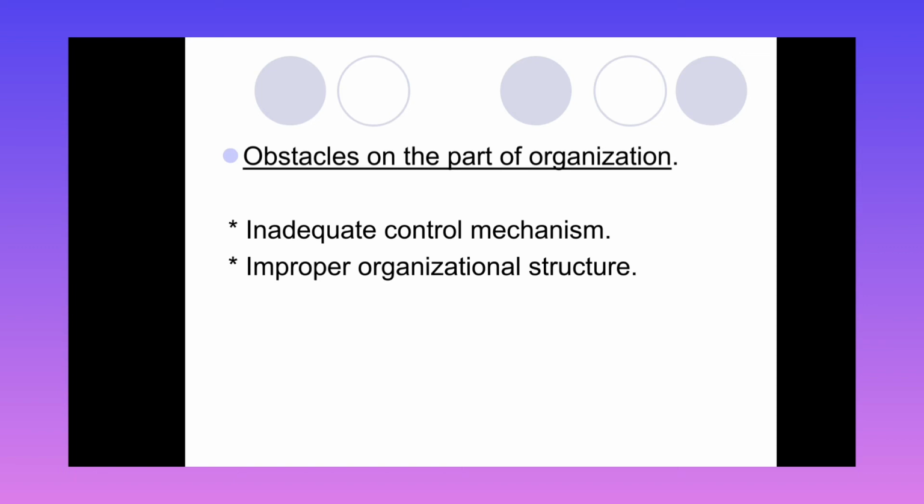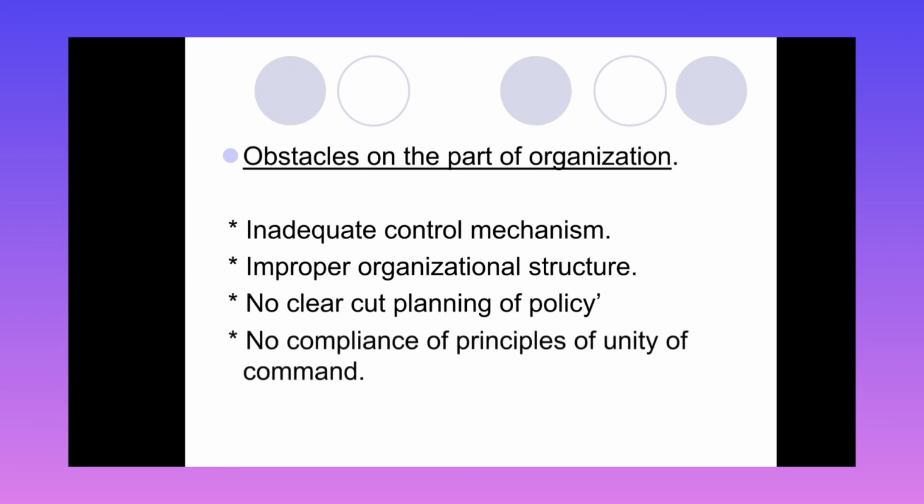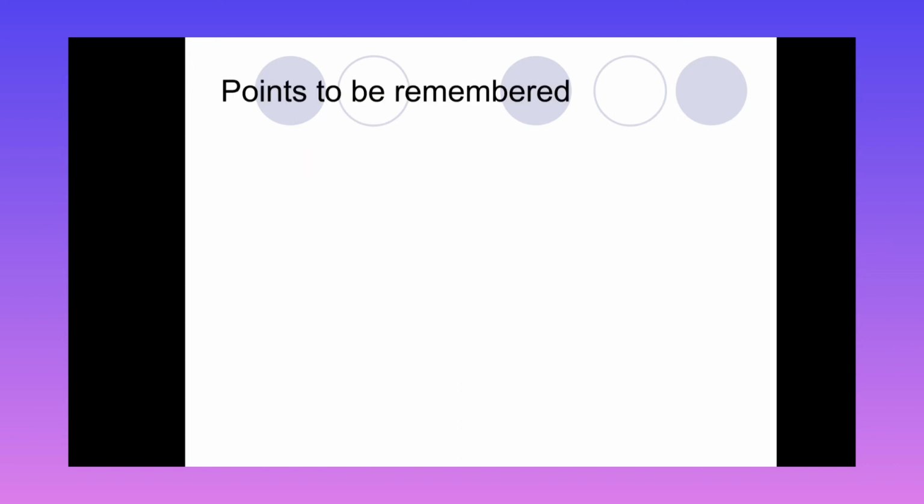Okay, then organizational structure may be improper. Then there are no clear-cut planning policies, it should not be there. Then compliance of principles of unity of command. Maybe more than two superiors may come and give orders to the subordinates. One may tell you do this, and another may come and tell you just stop it and do another task, like that.